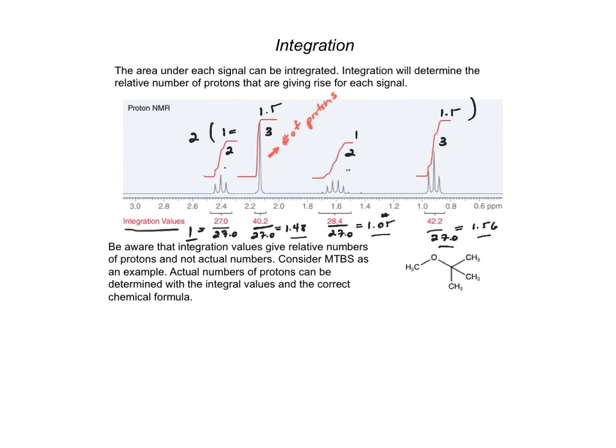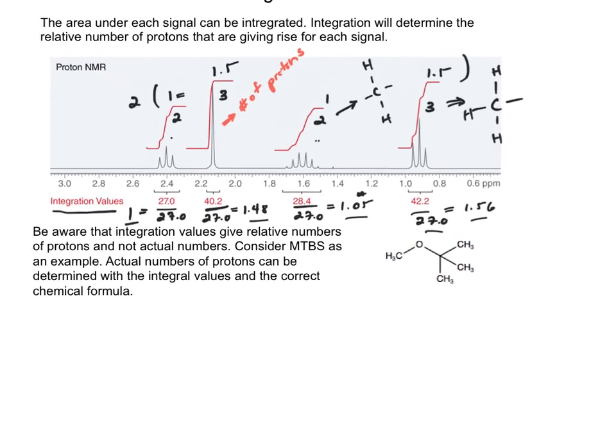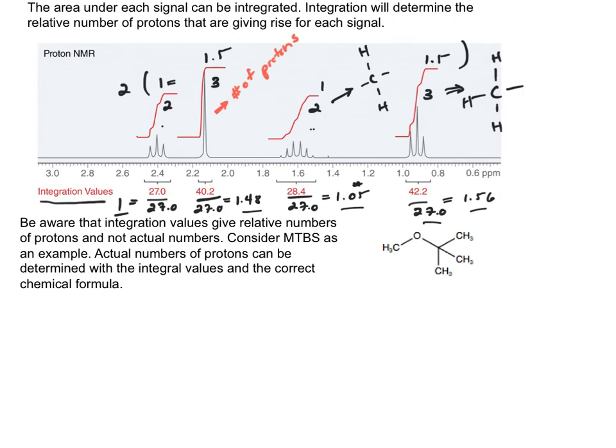Now, just as a note, you'd say, well, what type of group on a molecule would have an integral value of 3 protons? Well, that usually ends up being something like a nice methyl group by itself, right? What about 2 protons? Oh, that ends up being usually a nice methylene group by itself, right?